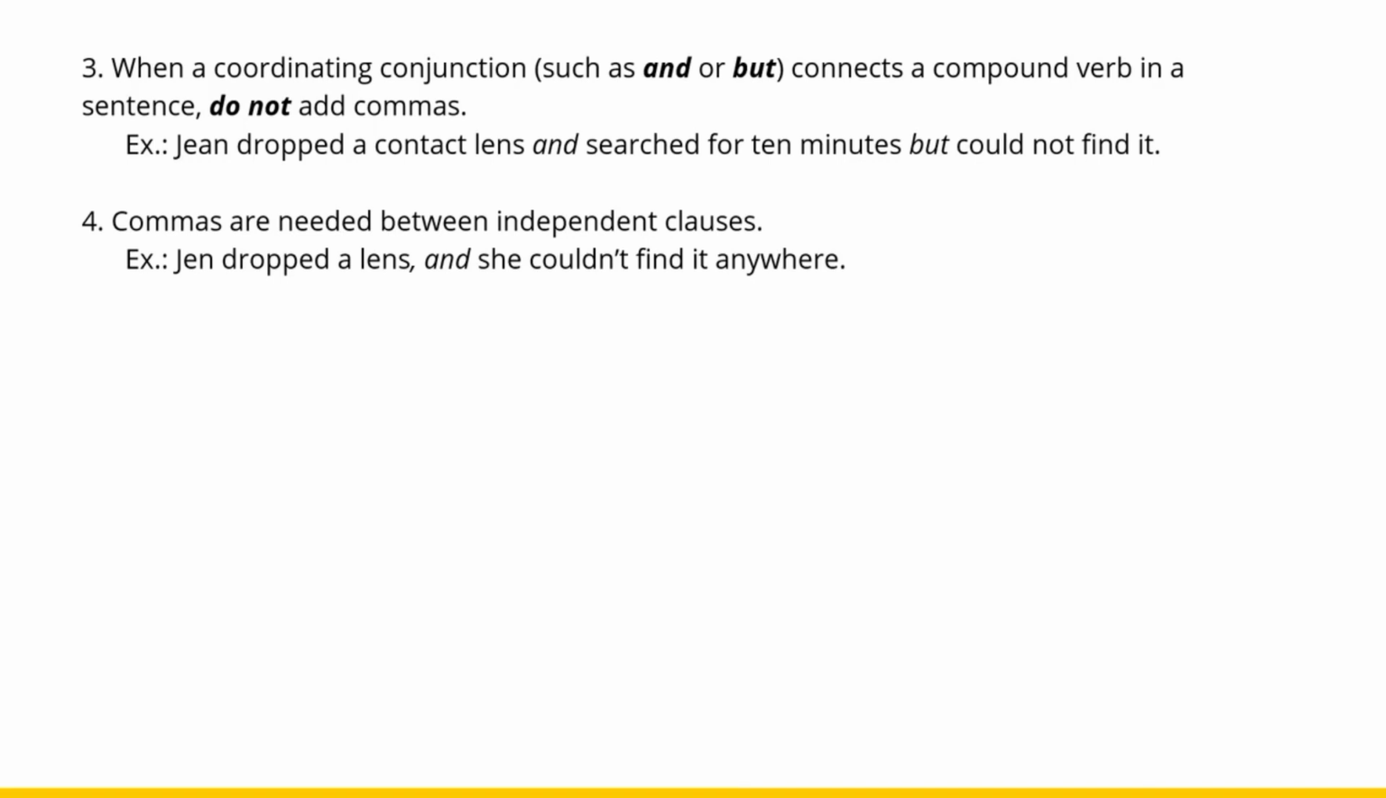And the last way of using commas is when we have 2 independent clauses, or in other words, 2 simple sentences. For example, "Jen dropped the lens, and she couldn't find it anywhere." Do you see how we have 2 complete sentences? "Jen dropped the lens." The sentence is okay by itself, that's why we call it an independent clause. And the following one, "she couldn't find it anywhere", is a complete idea too, so that's why it's an independent clause as well.